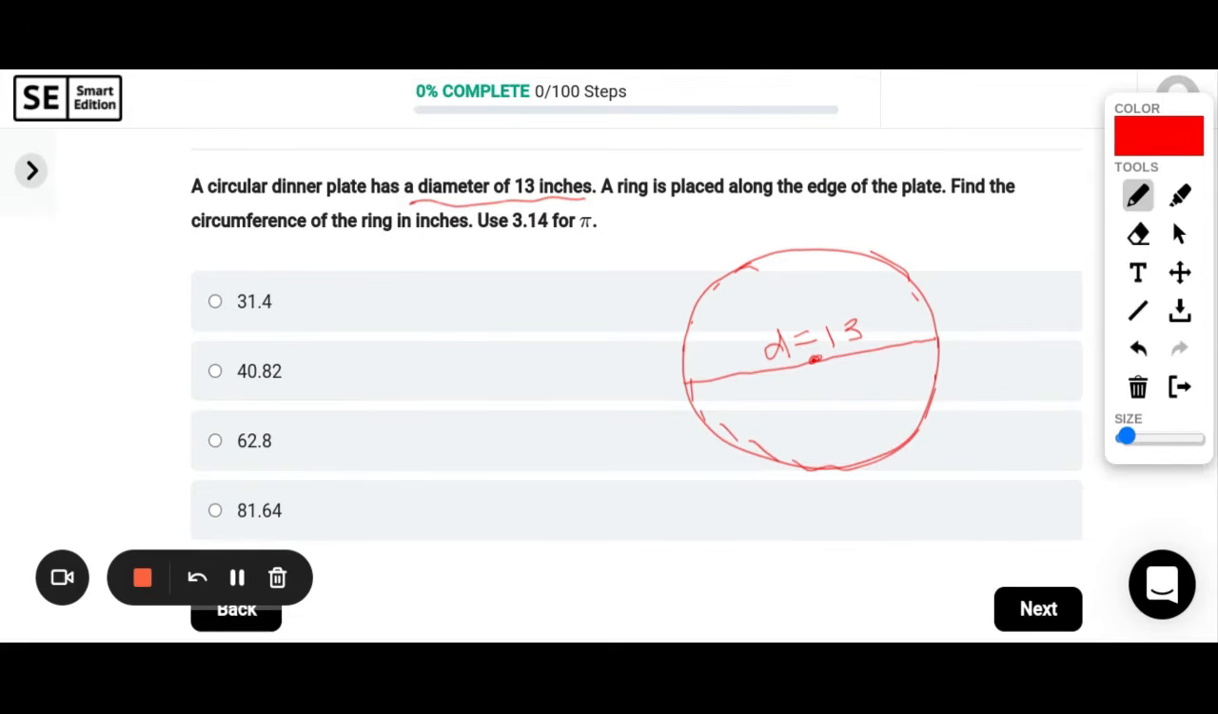So our formula for circumference is C equals pi times diameter. I remember this by "cherry pie delicious." C equals pi times diameter. So if we're trying to find our circumference, we're going to plug in 3.14 for pi, which is what they say in the directions up here. And then the diameter is 13. So when I go through and multiply that, I get 40.82 as my circumference.